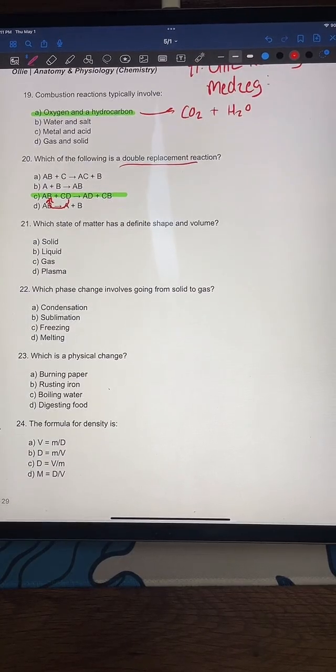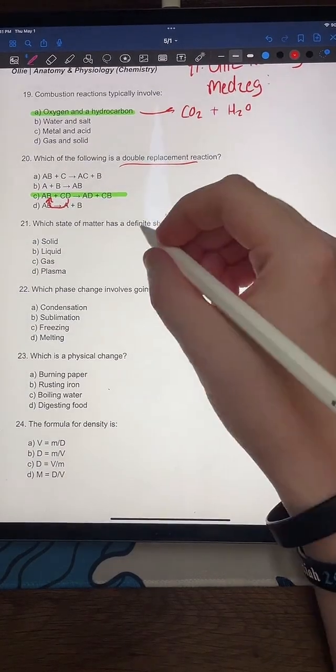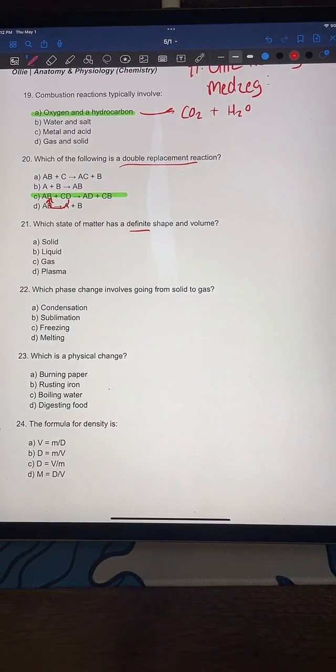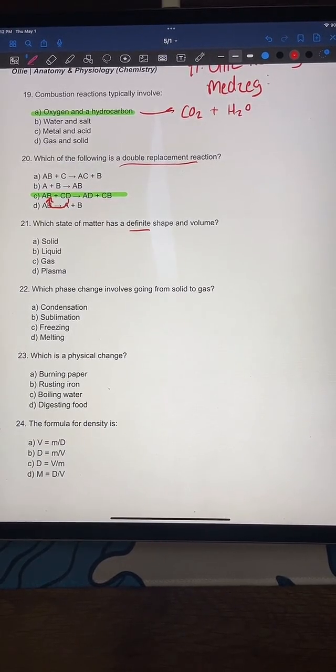Number 21, which state of matter has a definite shape and volume? When do I go live? I go live pretty much every day, around 1 p.m. Orgo is more memorization, while Gen Chem is more application. I just don't enjoy the math.